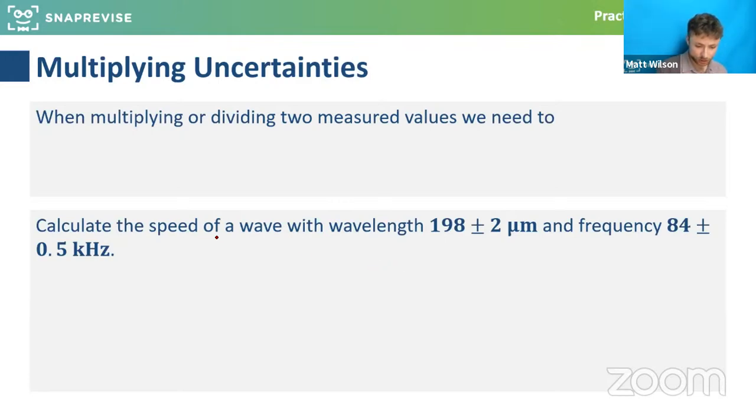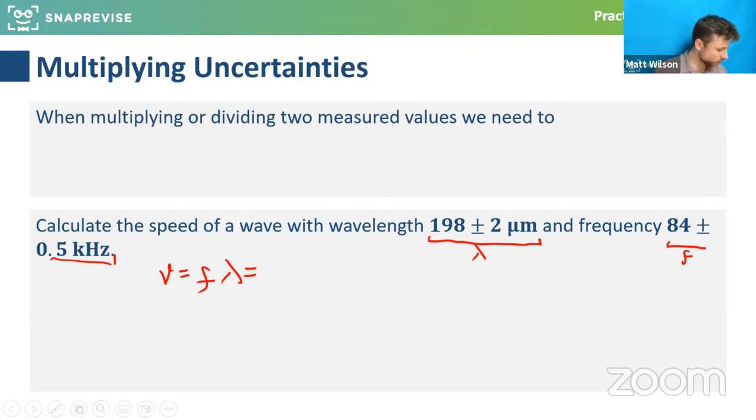So for example, I could have the speed of a wave. It has a wavelength of this much. It has a frequency of this much. Both are uncertain. The speed is going to be v equals f lambda. But how on earth do I calculate the uncertainty? Does anyone know? I'll do the calculation without the uncertainty in the meantime. But what do I need to do to this 2 micrometers and this 0.5 kilohertz to get a new uncertainty when I multiply these things together?